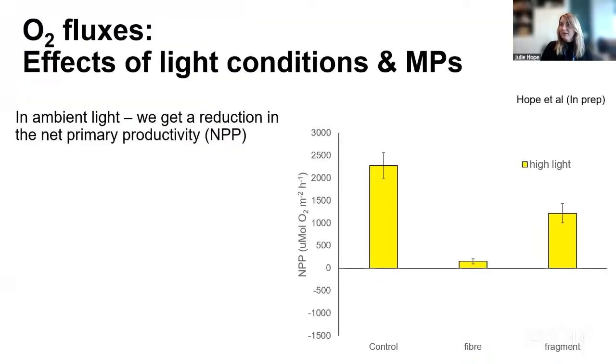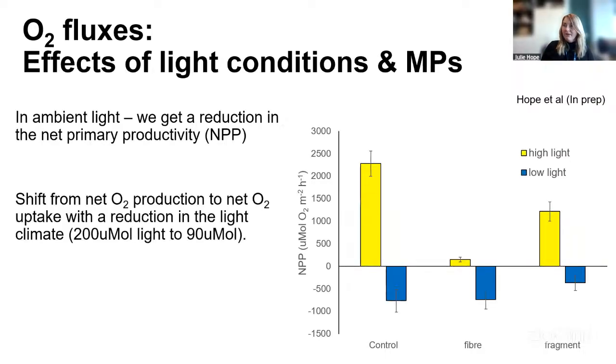So in ambient light, this is about 200 micromolars. You can see that we do get a reduction in the net primary productivity when we've got fibers and fragments present on the surface. These are in the surface 1 centimeter of the sediment. And then you can see that anything positive, anything above 0 is oxygen production out of the sediment bed, and anything that's negative is an uptake of that oxygen. So how much drawdown or respiration there is.